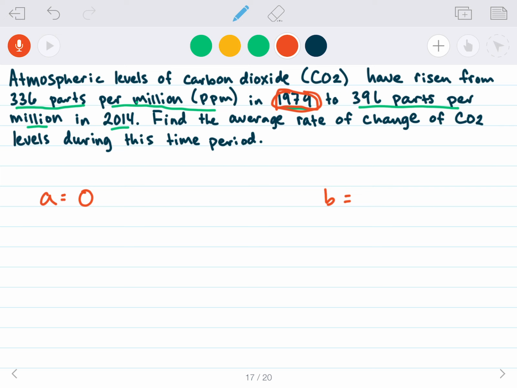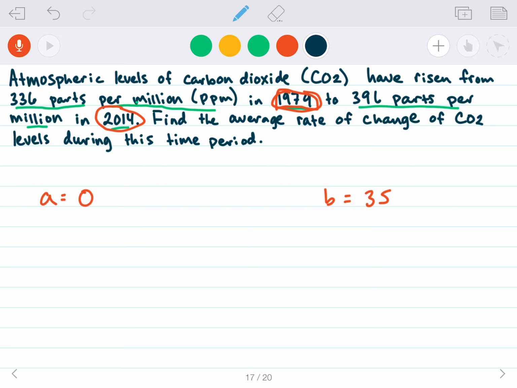And how many years pass by between 1979 and 2014? How many years pass by? Well, 2014 minus 1979. Let's see. Well, that's going to be 35 years. Okay, so we're calling 2014 year 35, and we're calling 1979 year 0. So the math works out. All right, so now we have A and B. Now we need to figure out what is f of A and f of B.